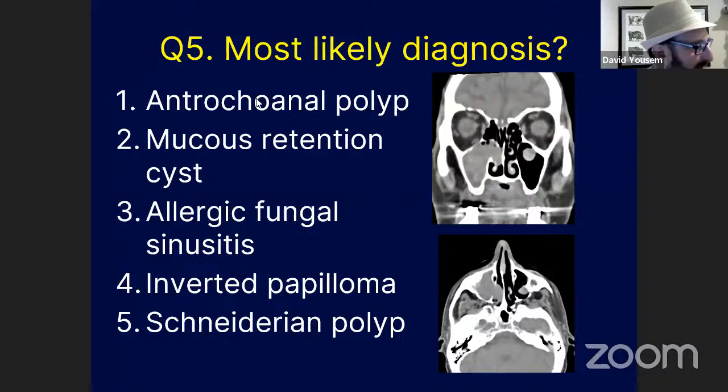So if you think it's an intracoanal polyp, you'll put number 1. If you think it's a mucus retention cyst, you'll put number 2. If you think it's allergic fungal sinusitis, number 3. If you think it's an inverted papilloma, put number 4. And if you think it's a Schneiderian polyp, put number 5.